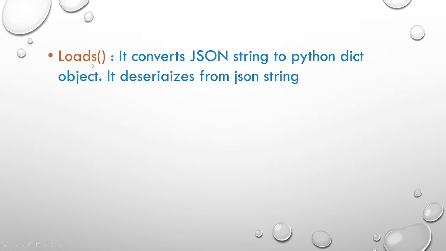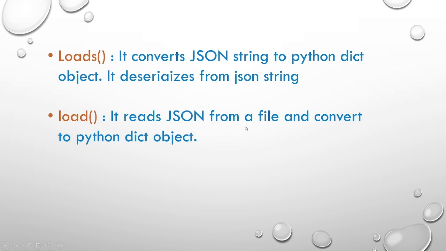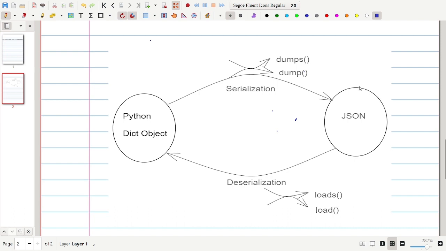Then we have the other ones, loads and load. These are used in deserialization. Loads converts a JSON string to a Python dictionary object, like the reverse of the serialization. And you have the last one, which is load. It reads JSON from a file and converts it to a Python dictionary object. So anytime we are talking about a file, we have load for deserialization and dump for serialization. Anytime we are converting from a Python dictionary object to a JSON string, then we talk about dumps and loads. So take note of this.